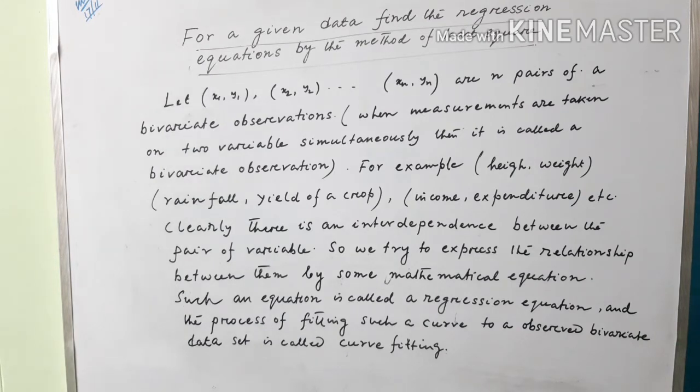Now you see that height, weight, rainfall, yield of crop, income, expenditure, even you can say that the profit of an insurance company and the number of claims they had paid and so on. So many more bivariate observations are there. Clearly, we see that there is an interdependence between the pair of variables. Clear? So what type of interdependence is this?